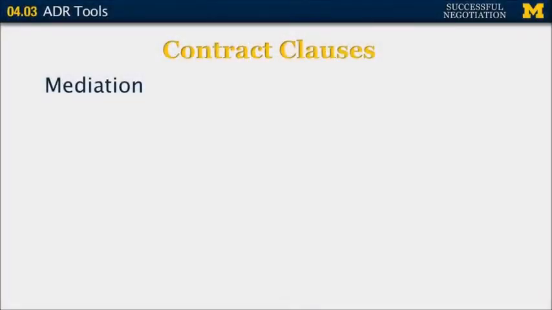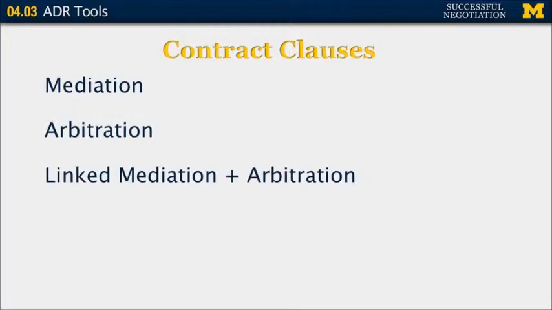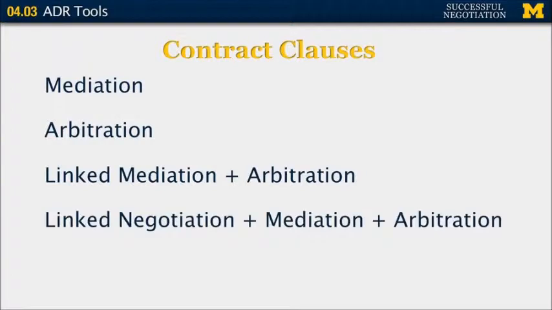One possibility is to simply state in the contract, we agree to go to mediation in the event of a contract dispute. Second possibility is simply we agree to go to arbitration. But then you can have an escalation clause where basically you say, we agree to go to mediation first, and if the mediation fails, then we will move to arbitration. Or you can have a three-part escalation clause. We're going to start with negotiation. If that fails, we'll move to mediation, and if that fails, then we will move to arbitration. So lots of possibilities, and again, you can find many examples on the internet.